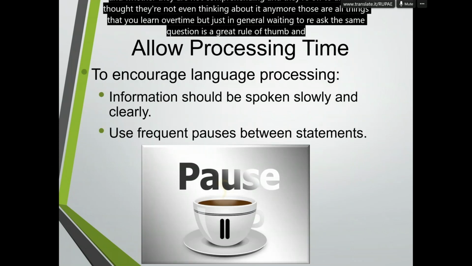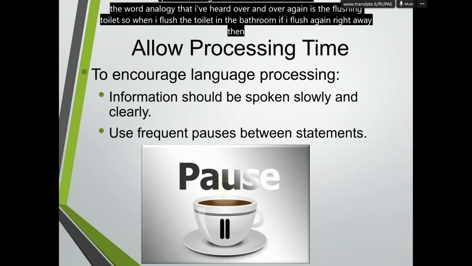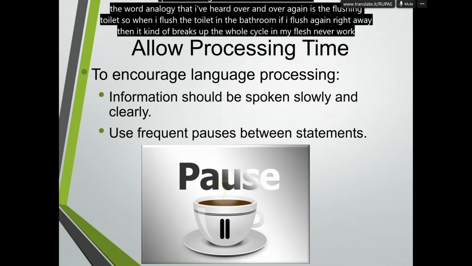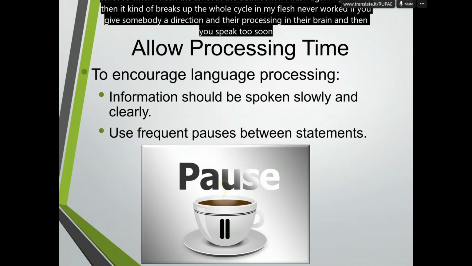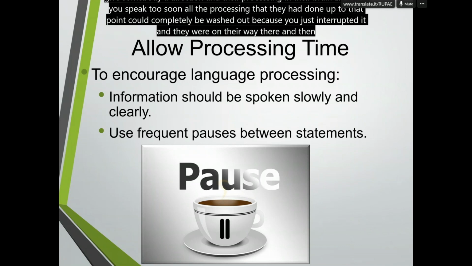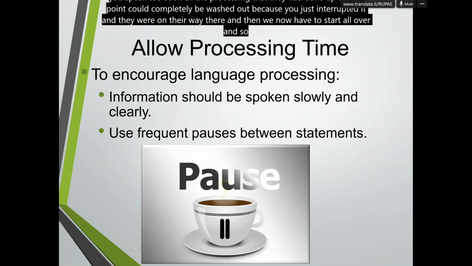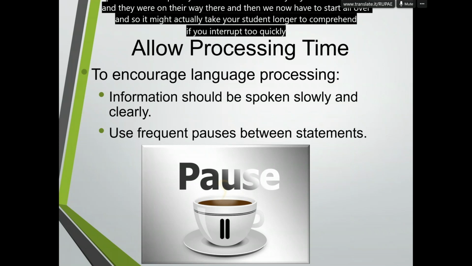And one analogy that I've heard over and over again is the flushing toilet. So when I flush the toilet in the bathroom, if I flush again right away, then it kind of breaks up the whole cycle and my flush never worked. If you give somebody a direction and they're processing in their brain and then you speak too soon, all the processing that they had done up to that point could completely be washed out because you just interrupted it and they were on their way there, and then we now have to start all over. And so it might actually take your student longer to comprehend if you interrupt too quickly. So leaving lots of processing time.